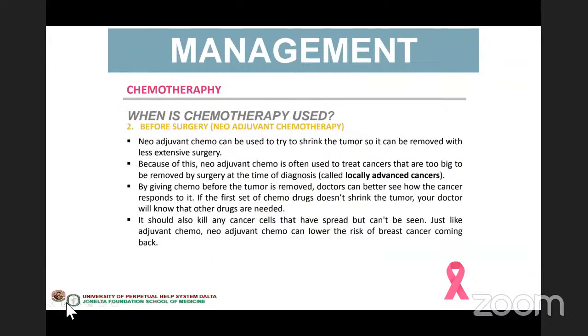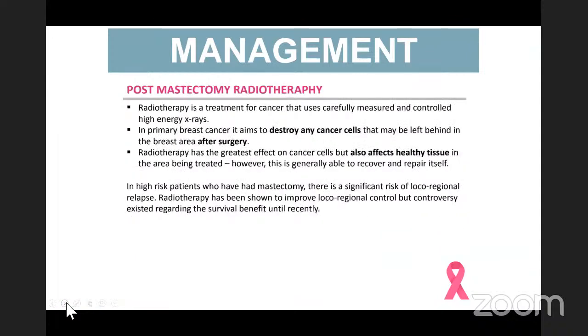That's the difference between breast conservation and your radical mastectomy. Then, if chemotherapy is needed, either before surgery as a tumor reduction procedure, so that the tumor will shrink prior to surgery, so you can see how your cancer will respond. You could also do radiotherapy post-surgery, where you treat cancer using carefully measured and controlled high-energy X-rays.